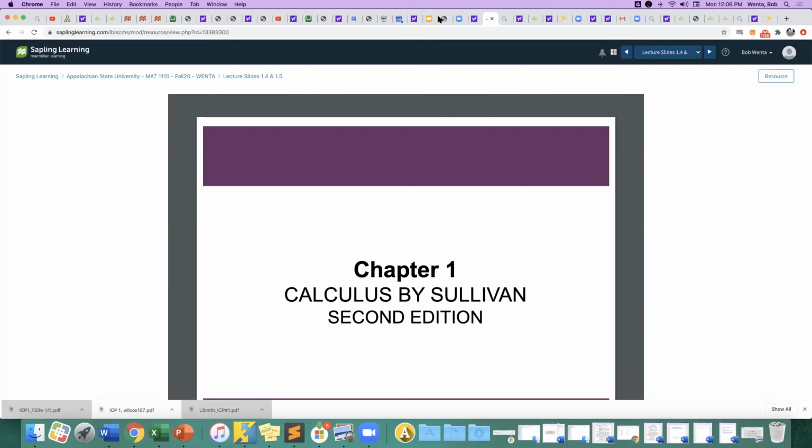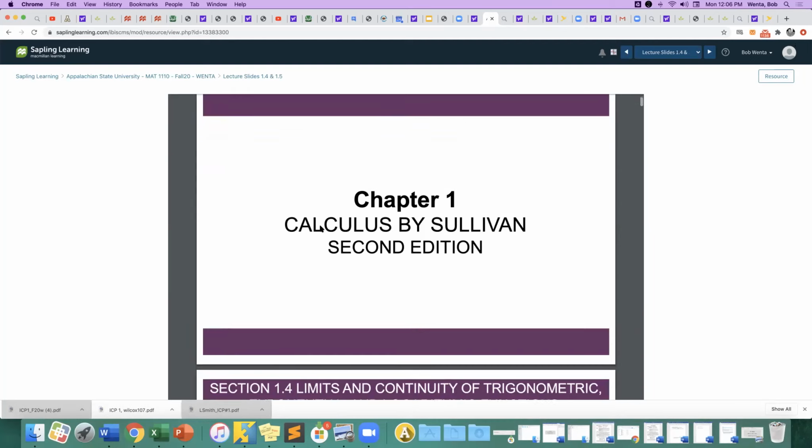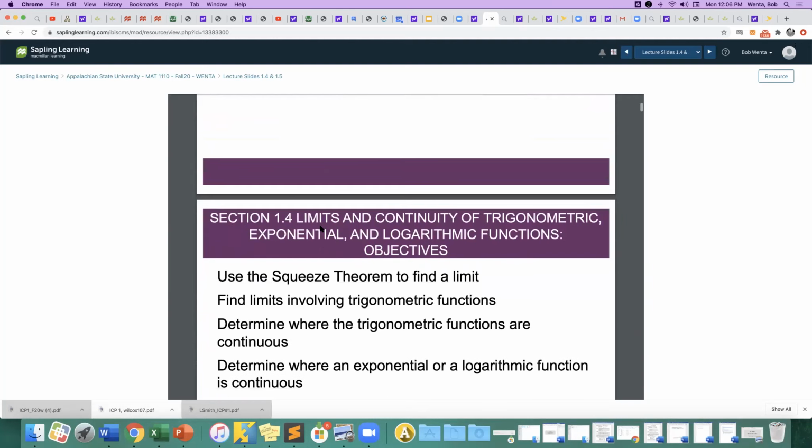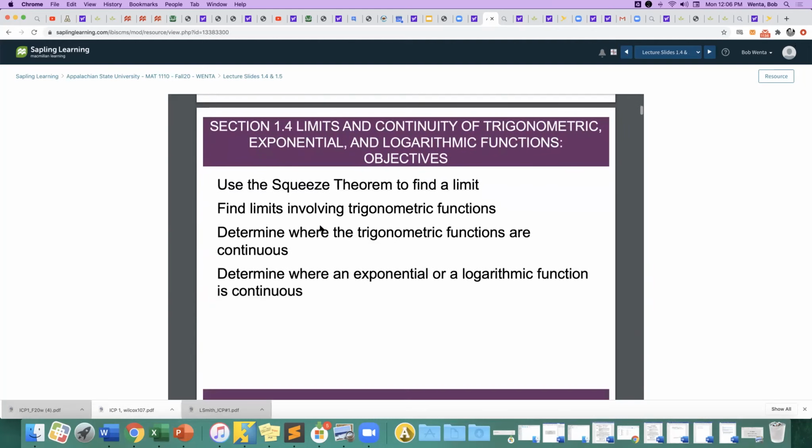Okay, so what I want to point to is this. Now, I want you to recognize that this is where we're moving. Let's go in this section 1.4, okay? The section 1.4 slides. Check this out now. Use the squeeze theorem. I'm going to step past that right now. That was the way initially they showed that. I used the graph to demonstrate the limit of sine of x over x as x goes to 0. They use the squeeze theorem.